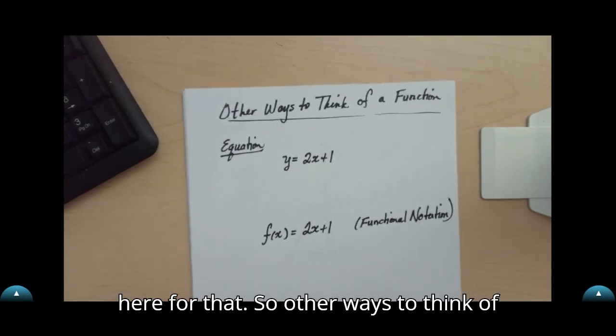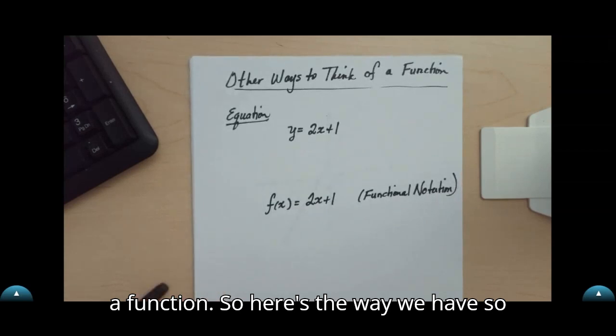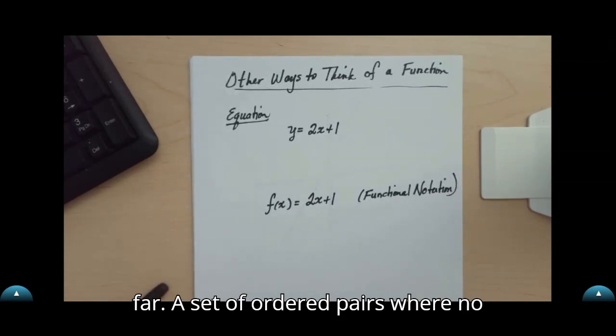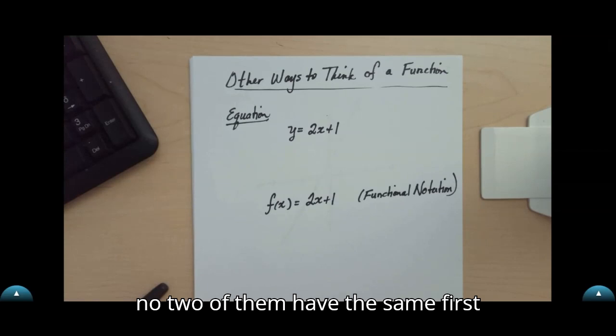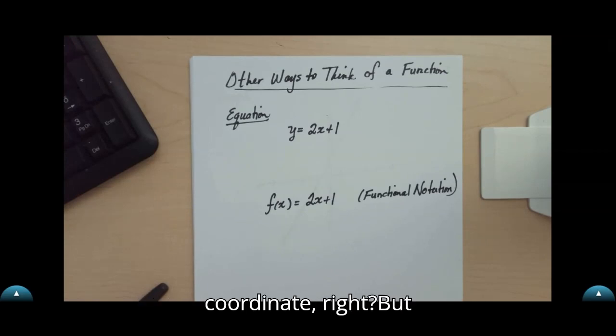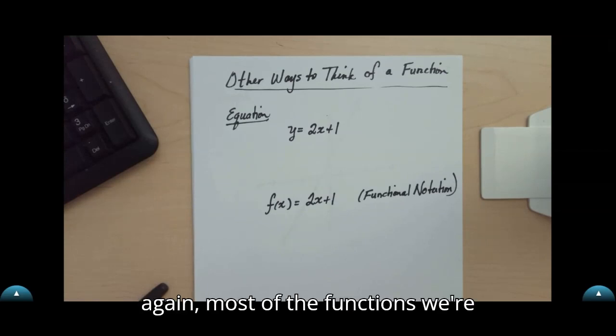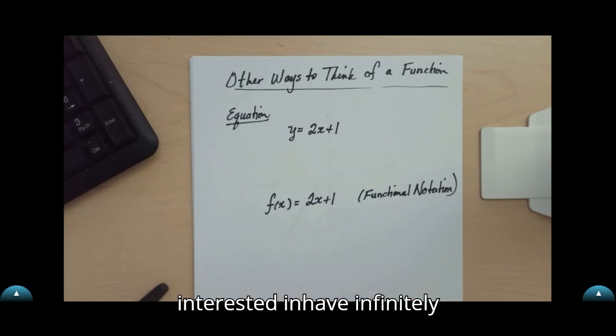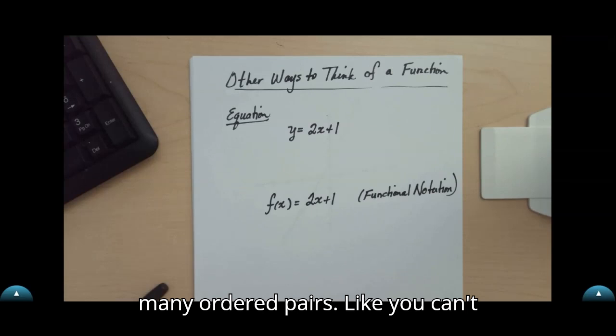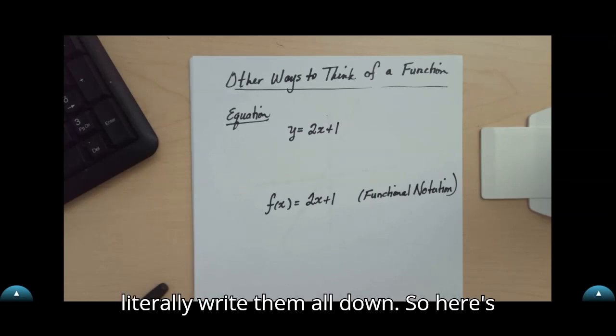So, other ways to think of a function. Here's the way we have so far: a set of ordered pairs where no two of them have the same first coordinate, right? But again, most of the functions we're interested in have infinitely many ordered pairs. Like you can't literally write them all down.